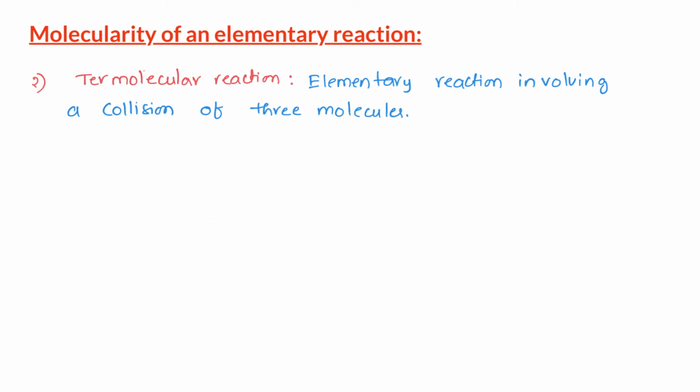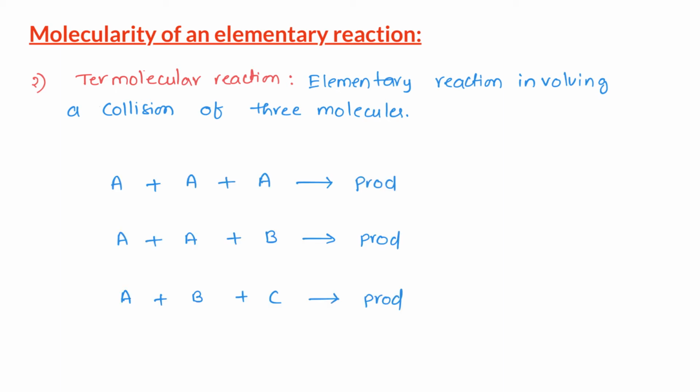The third type is called a termolecular reaction. If an elementary reaction involves a collision of three molecules, then it is called a termolecular reaction. The three molecules that collide can be in the following combinations: A plus A plus A gives products, or A plus A plus B gives products, or three different molecules, A plus B plus C, gives products.